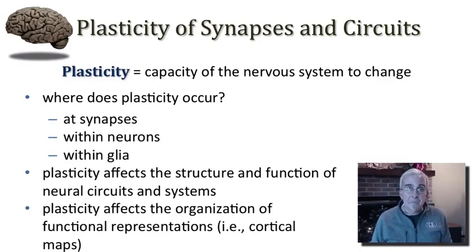Consider, for example, the map of the body that we have in our somatic sensory cortex. That map is constantly being updated as we change the use of our body, or perhaps as the body becomes injured. So plasticity is a means by which we can constantly update and refresh the learning and the representation that we store even across an entire cortical area.